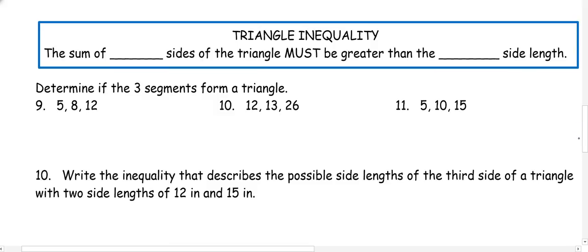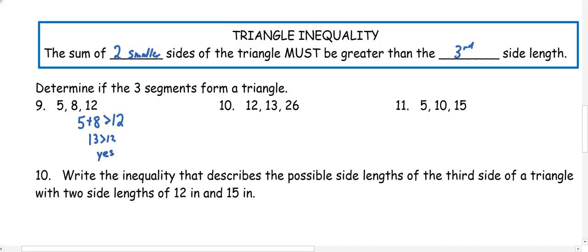Triangle inequality. The sum of the two smaller sides must be greater than the third side length in order to form a triangle. They cannot be equal, they cannot be smaller, they have to be larger. So in number 9, I'm going to take my two smaller sides, 5 plus 8 must be greater than 12. Well, 13 is greater than 12, so this forms a triangle.